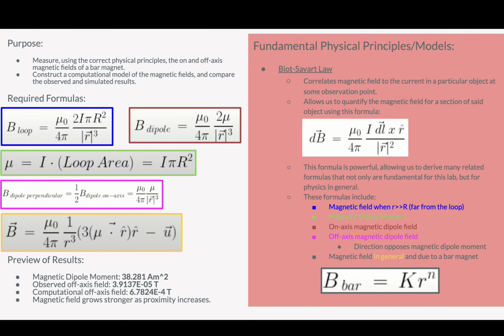A brief preview of the results can be found at the bottom of this slide, noting the magnetic dipole moment, the observed off-axis field, the computational off-axis field, and then also the conclusion that the magnetic field grows stronger as proximity increases. I'll now explain the procedure of this experiment.